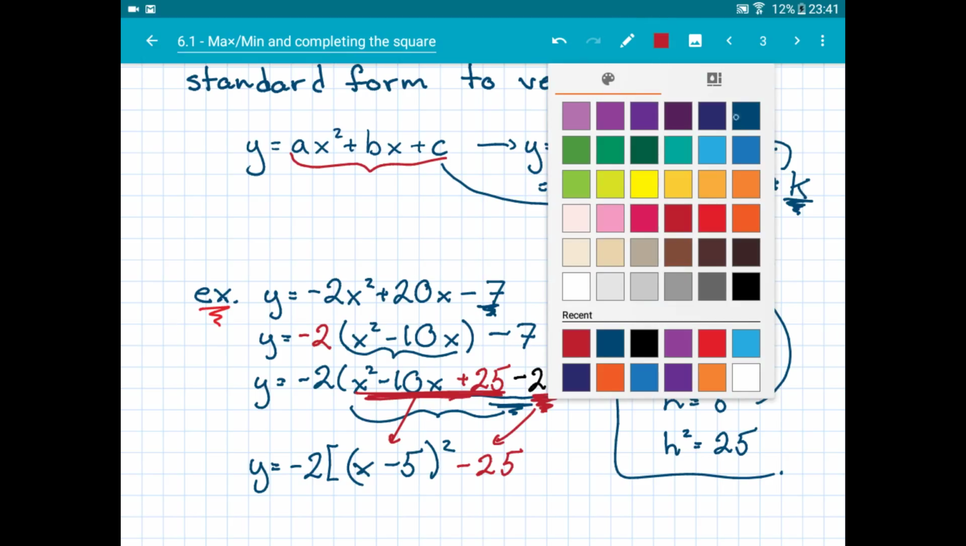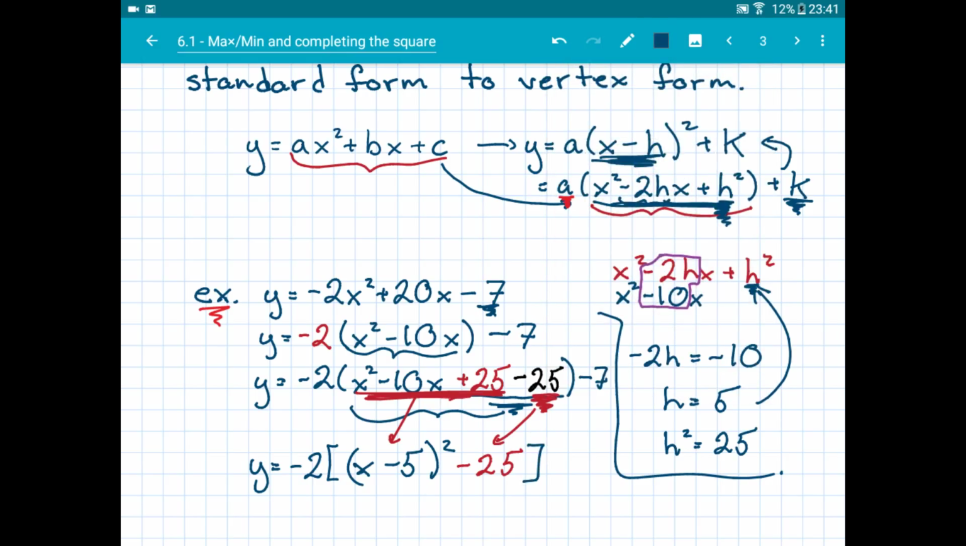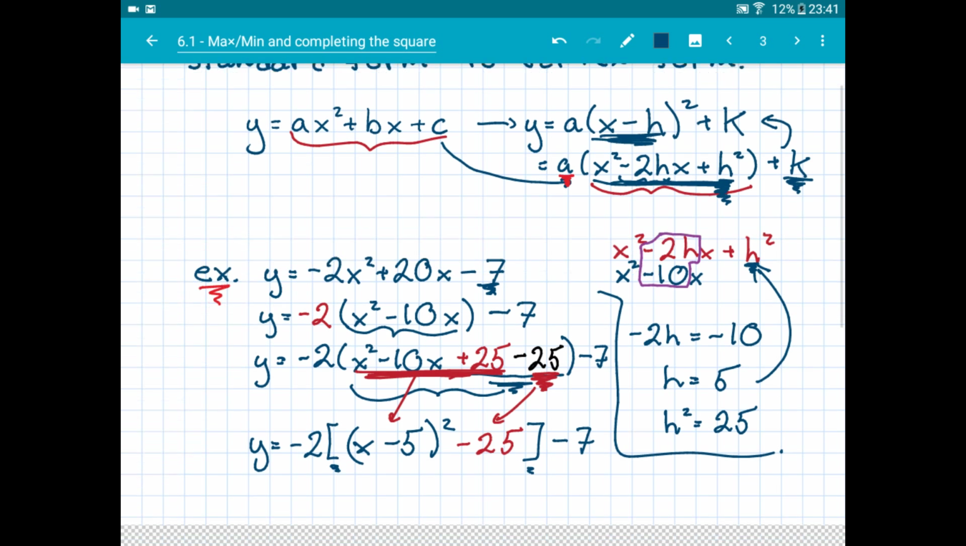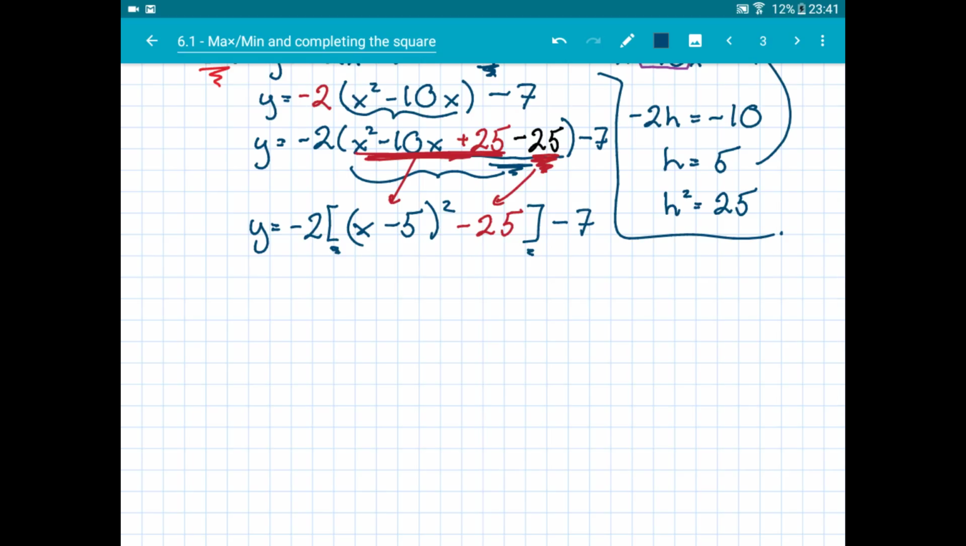Okay, we just close our bracket now. This big bracket here, we're closing over here. And we're going to subtract 7 on the end. That 7's still there. Oh, let's try to finish this up now.